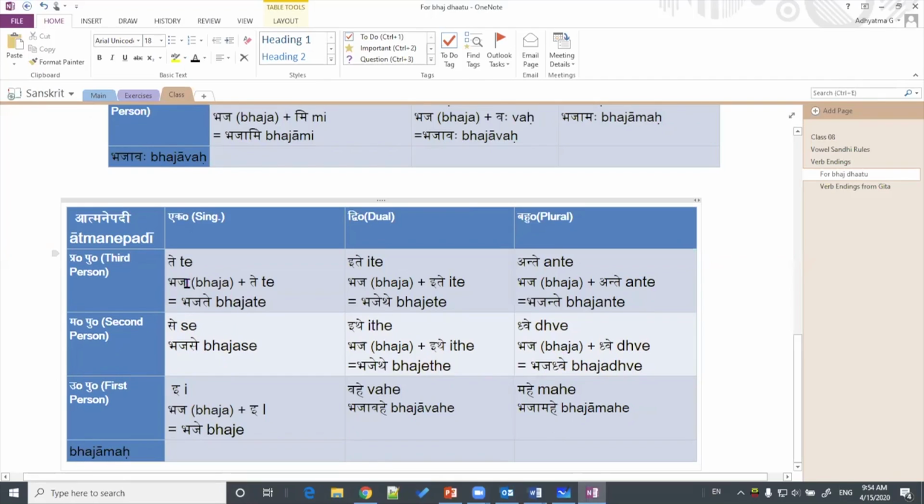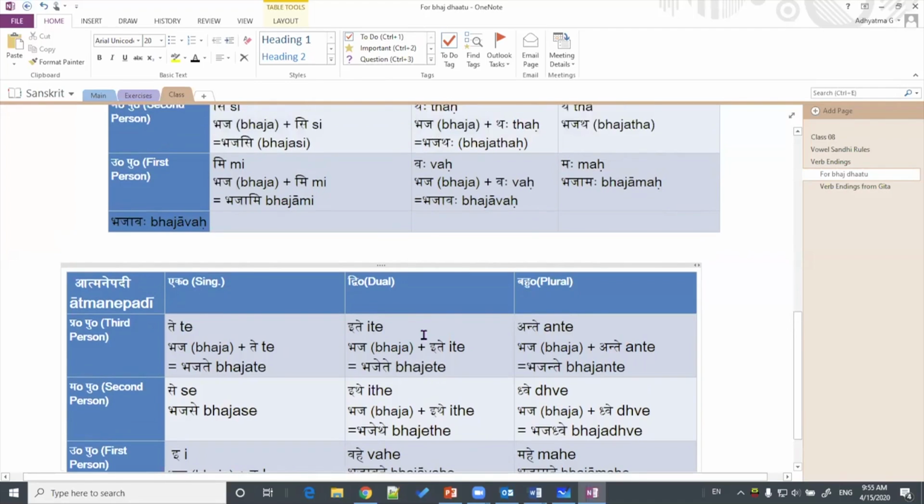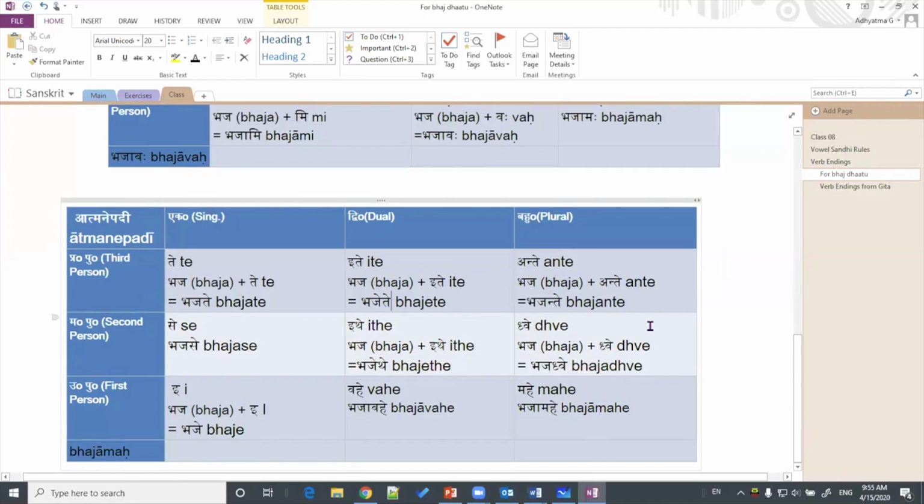So here we'll just chant once these forms so that you can have an idea of how they are pronounced. The same way, I'll chant one row and you repeat after me. Bhajate, bhajete, bhajante, bhajase. Sorry, it becomes te. There is a mistake here. Bhajate, bhajete, bhajante.